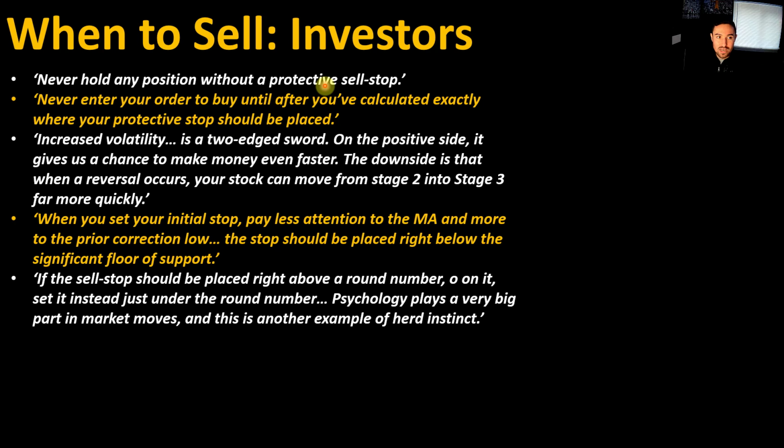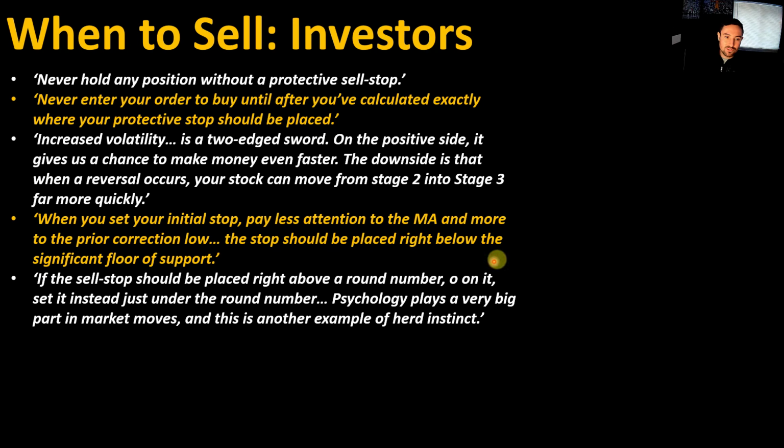Okay, these first two points: protective sell stops. Think about where you're getting out before you are getting in. Increased volatility is a two-edged sword. On the positive side, it gives us a chance to make money even faster. The downside is that when a reversal occurs, your stock can move from stage 2 to stage 3 far more quickly. When you set your initial stop, pay less attention to the moving average and more to the prior correction.